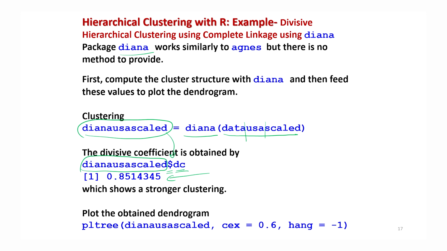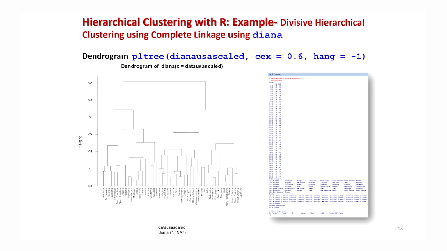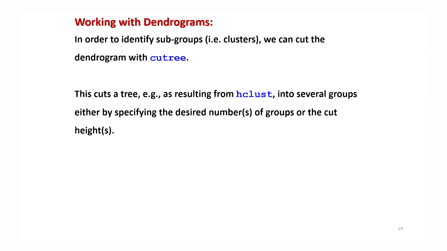And yeah, it is showing that it is 0.85, quite close to 1. So it is indicating that there is a strong clustering. And then we try to find out the dendrogram using the command here plot, like this one. And you can see here now, this is the outcome, and this is the dendrogram. Now you can work in the way you want. I have absolutely no issue.